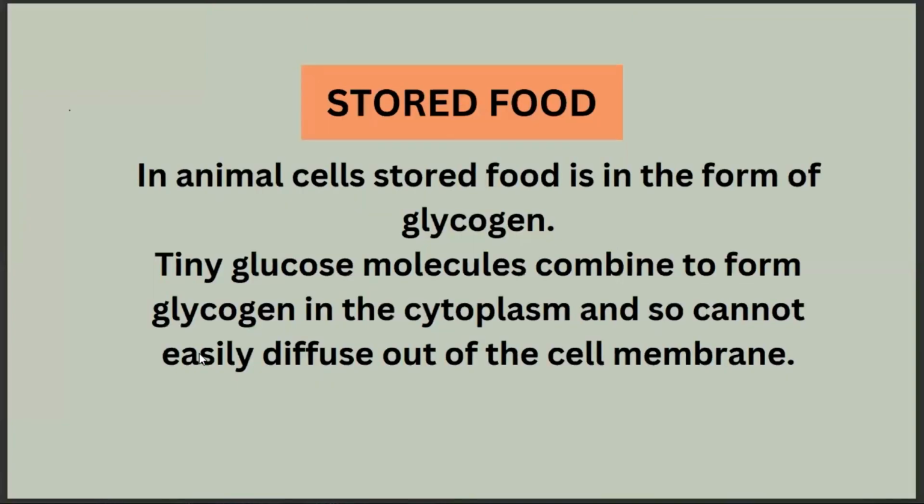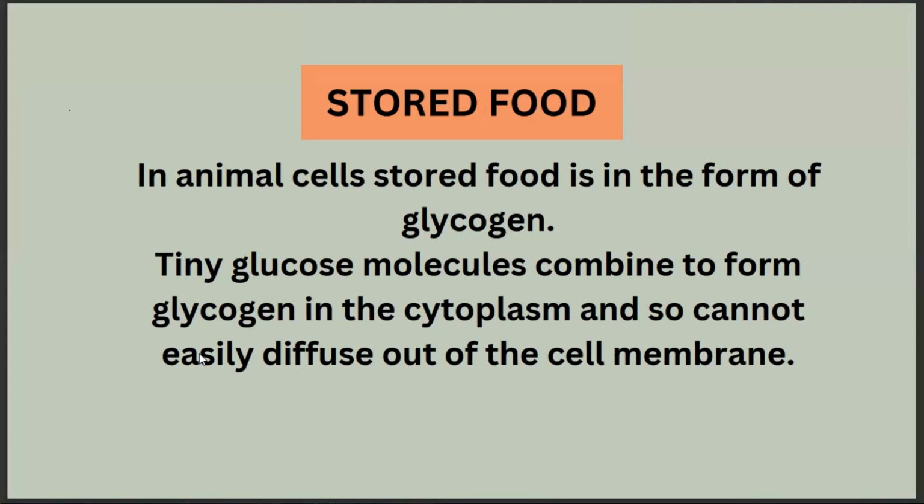Now, the stored food in our cells: whatever food we are eating, ultimately everything will be digested into glucose. This glucose will diffuse into our blood from the intestine and go to our cells. The cells are going to utilize the glucose in cellular respiration. But if the glucose is too much, it will remain stored in the cytoplasm in the form of glycogen. Tiny glucose molecules combine together and make a complex molecule called glycogen.